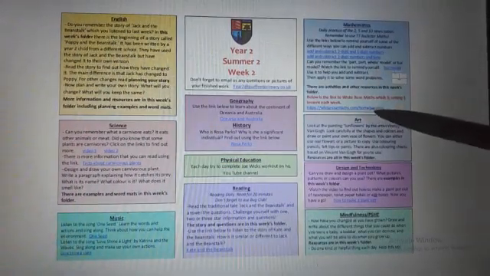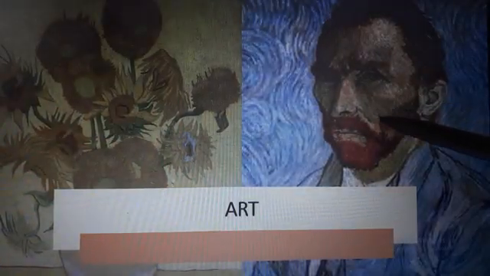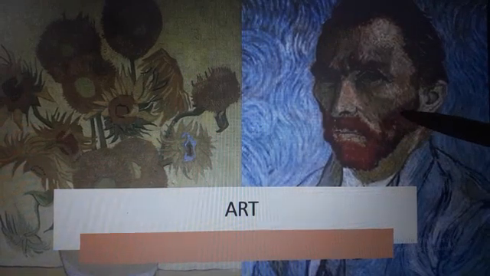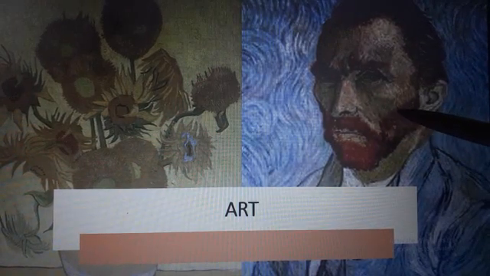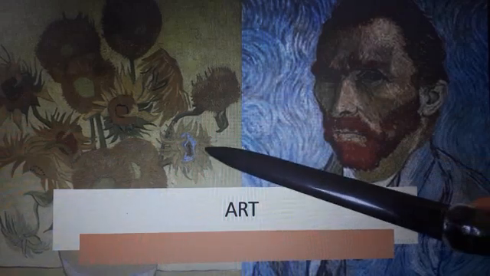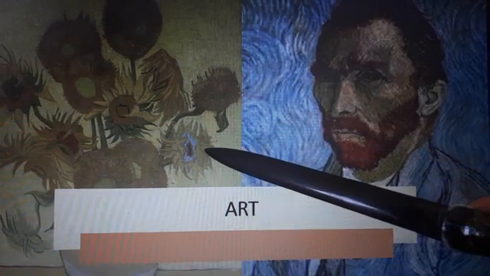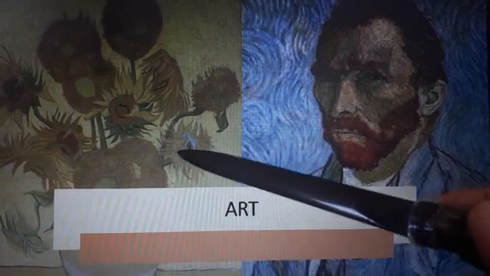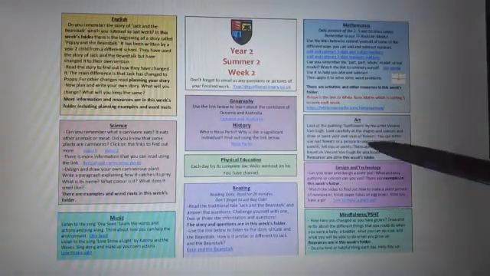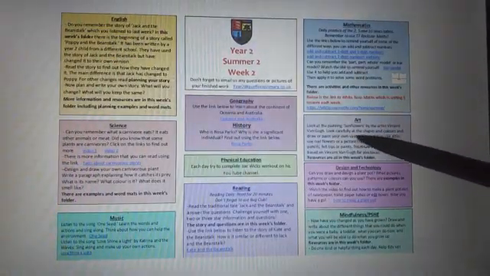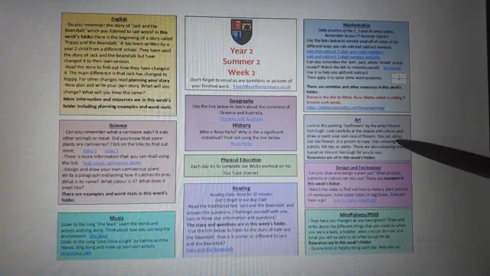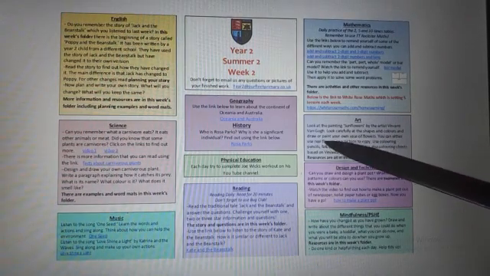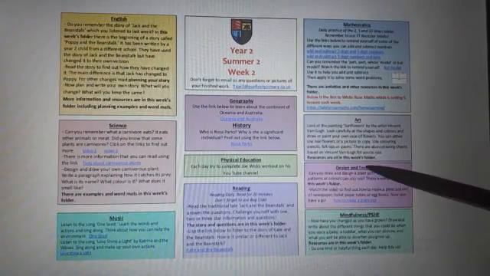For art, you're going to investigate this man. His name is Vincent van Gogh, and he's a really famous artist. He drew this painting called The Sunflowers. Think about the colour and the shape that he's used. And it says, can you create your own? You can have a look at real flowers or copy his picture.